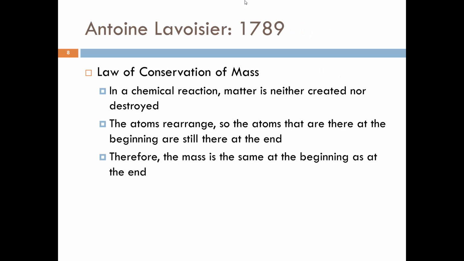Antoine Lavoisier, shortly after this time period, in 1789, determined the law of conservation of mass. He stated that in a chemical reaction, matter is neither created nor destroyed. Instead, the atoms are rearranging so that the atoms that are there at the beginning are still there at the end. They're just in different compounds. They're bonded to different things. Therefore, the mass is the same at the beginning as it is at the end.